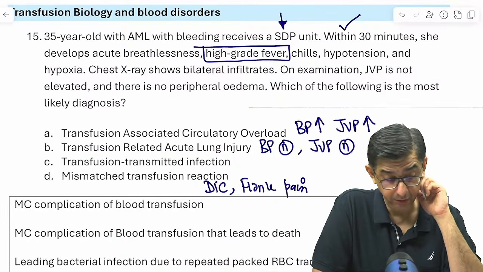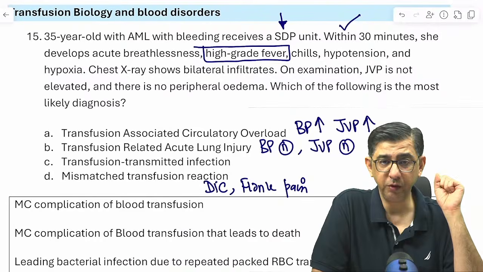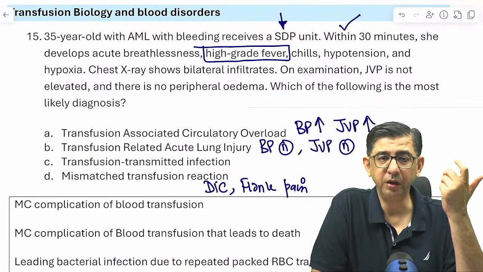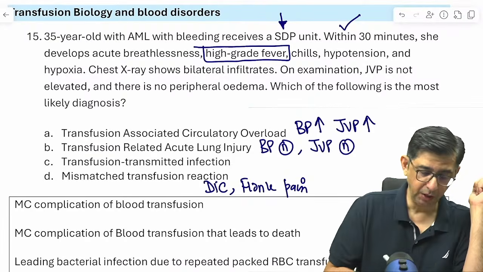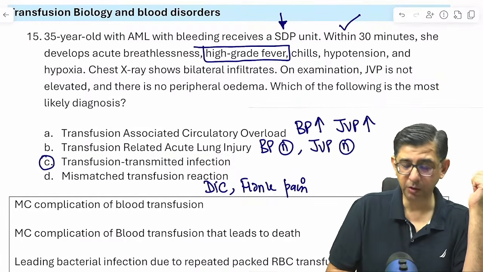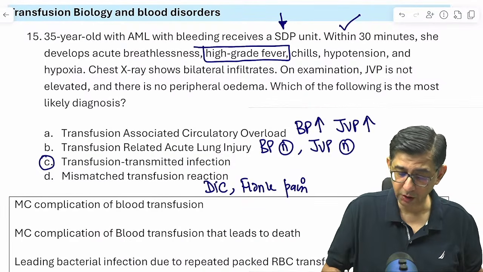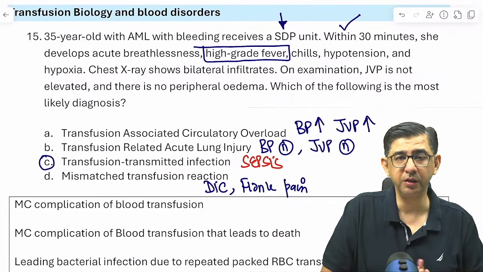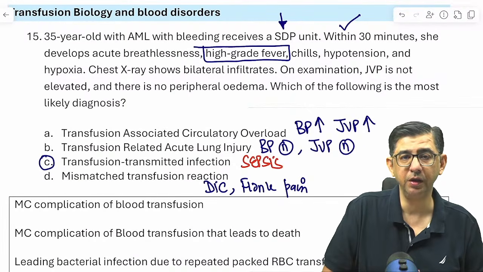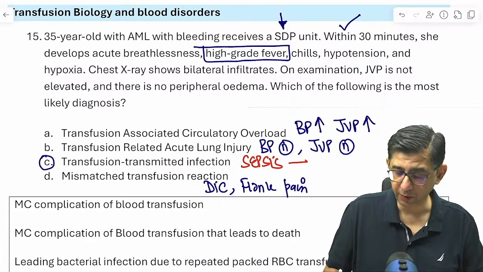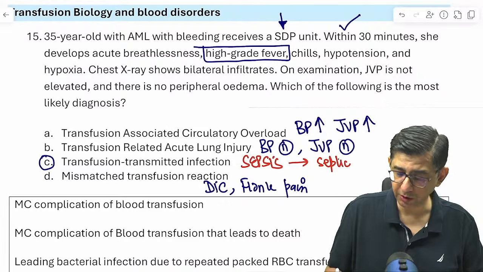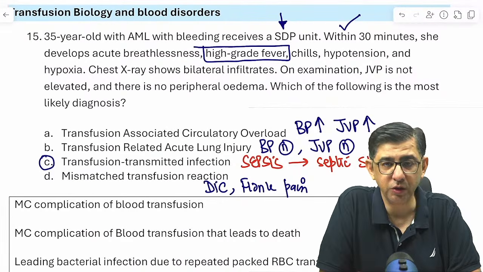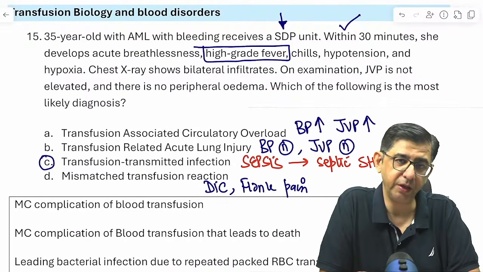So, yeah, within 30 minutes, because infection went in the body of the patient, the platelets were having bacteria present, and the moment you send bacteria in the body, the patient will become sick. So, answer to this is C, septic shock. The guy is going into sepsis. That is why there's a high grade fever, there is a chill, there is a hypotension, hypoxia, and then sepsis can also cause development of ARDS in a patient. One of the leading causes of ARDS is pneumonia, and after that is sepsis only.